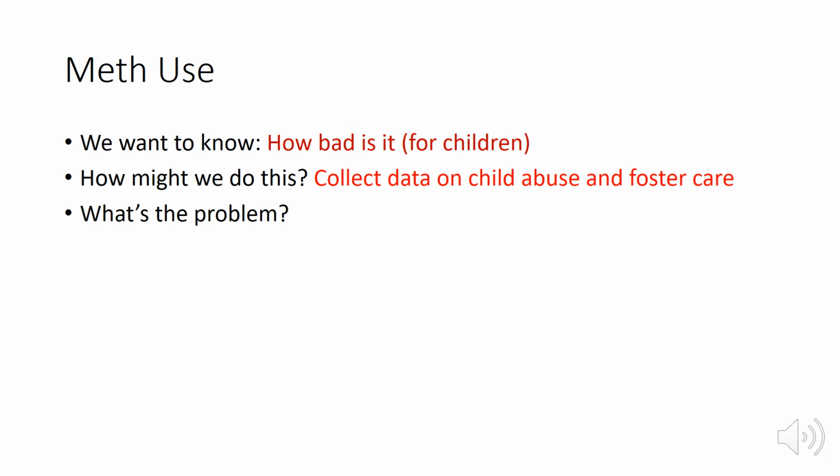So the data that this paper is looking at is data on child abuse and foster care. When meth is prevalent, are abuse cases up? Are admissions into foster care up? Why might use of these data be problematic? When we're looking at how bad meth is for children, why might data concerning abuse and foster care be problematic?